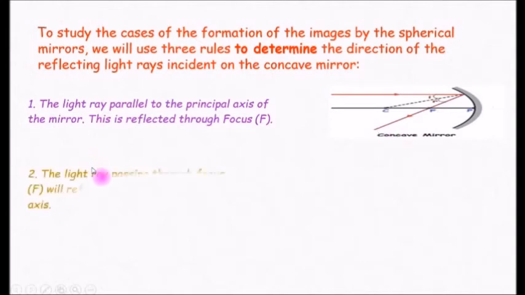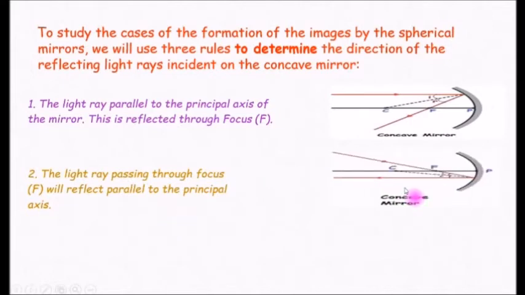The second rule, when the light ray passes through the focus, as we see here, the light ray will pass through the focus and fall on the mirror, and then it will be reflected parallel to the principal axis. So we can summarize it by saying: parallel, focus, and focus, parallel.